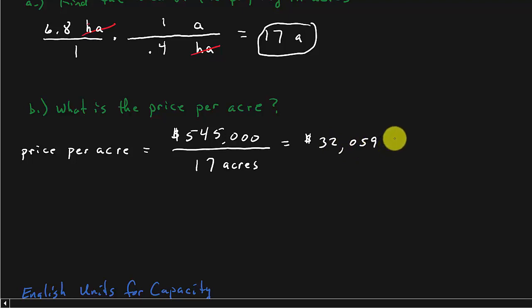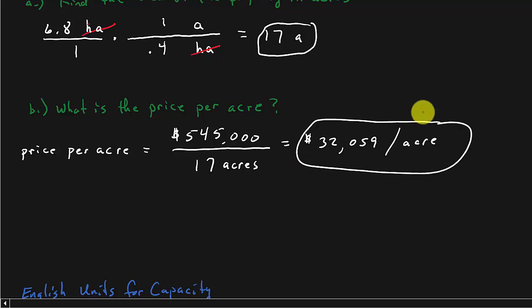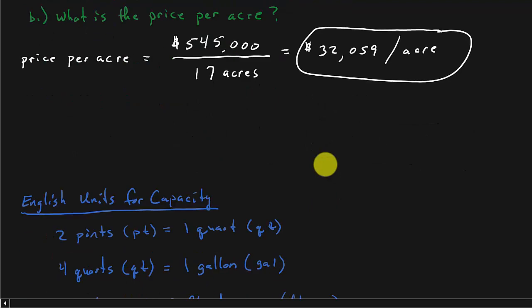$32,059 per acre. And that's your answer. All right, so that's not too bad.